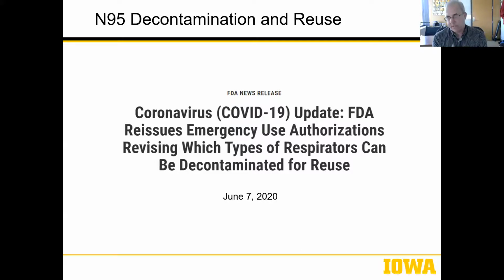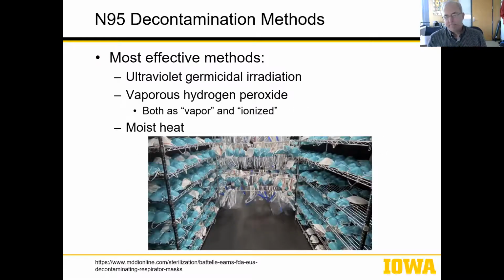But on top of this were EUAs for different decontamination processes. So here's a solution, is what it comes down to. We don't have enough masks. They have to be used, they should be thrown away, but we can't do that. So how can we keep reusing them? Well, we have to decontaminate between each reuse. So here's how they did it in many cases.